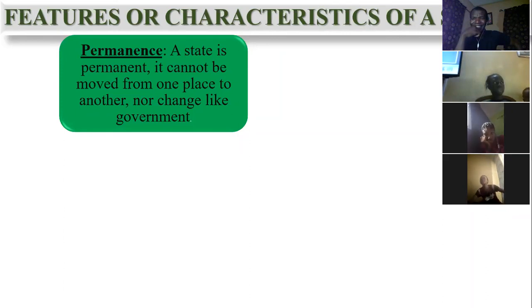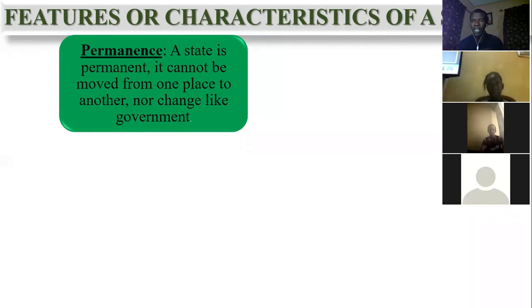I know it has not moved from one place to another. Nigeria has been before you and I were born, and it will continue to be where it is. So a state is permanent. It cannot be moved from one place to another. And it does not change. A state does not change like government. Government changes, but the state does not change. That is what I mean by permanence as a characteristic of a state.